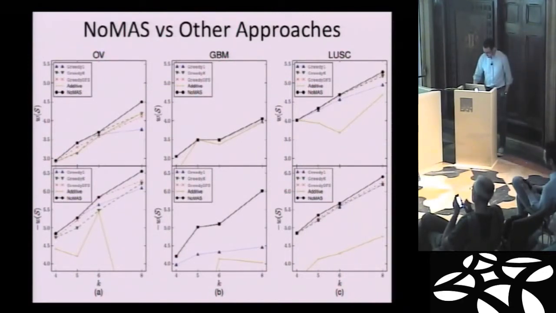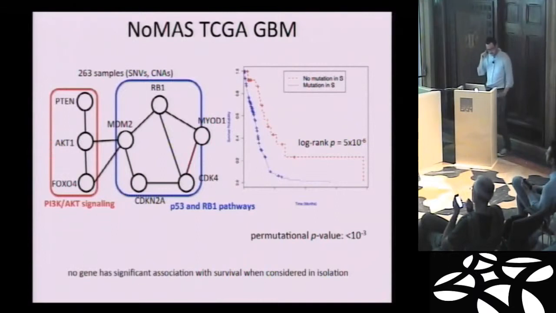Now let me show you one slide on what could be some biological significance of what we find. This is an example of the best solution identified on this glioblastoma multiforme dataset, a type of brain cancer. This is the subnetwork of 8 genes identified by NOMAS on this dataset. When we look at these genes, we see that they correspond to parts of two known pathways in cancer. One is the PI3K-AKT signaling pathway. The other one is another pathway.